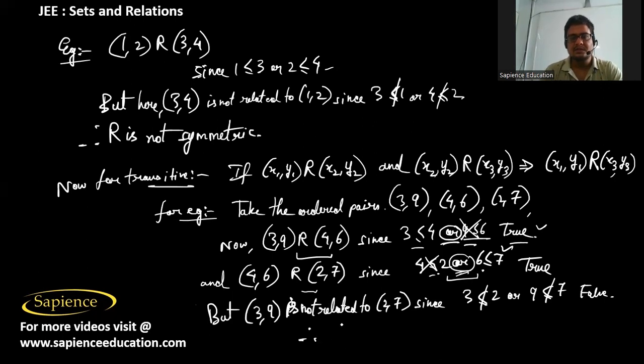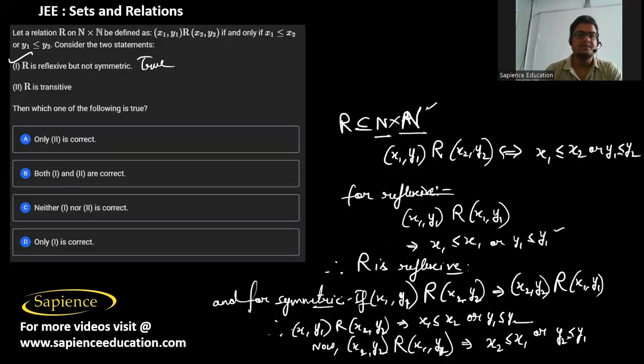So therefore I can say that R is not transitive. R is not a transitive relation. So it means statement 2 is false. So only one is correct. So option D is the correct answer.